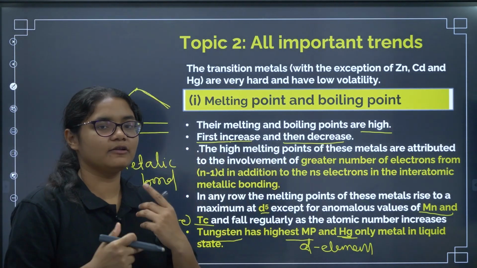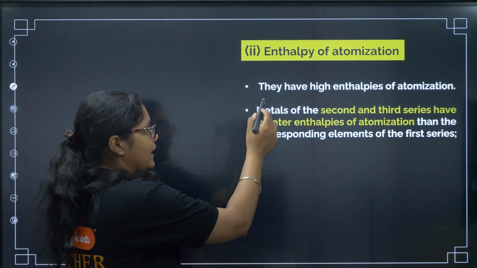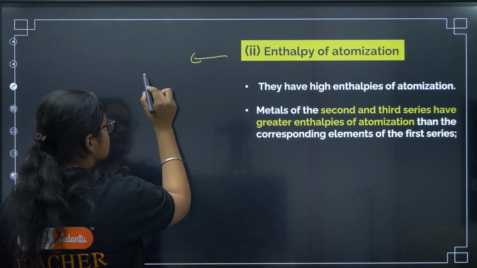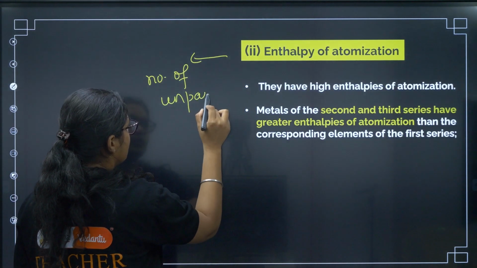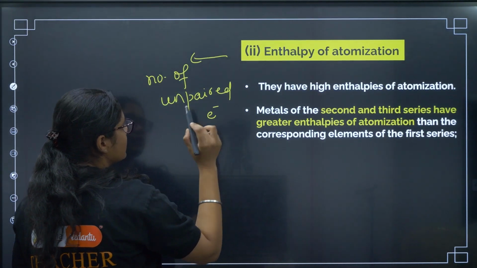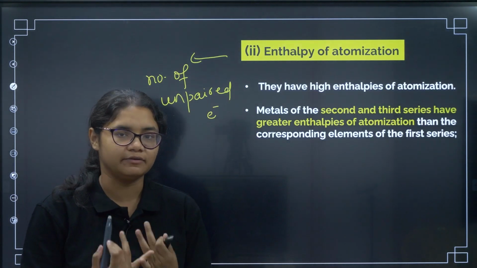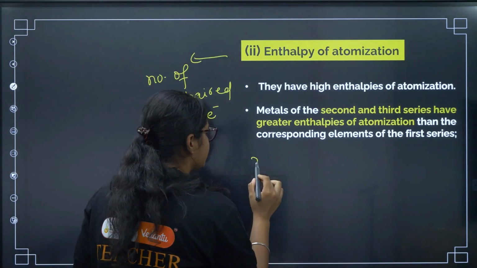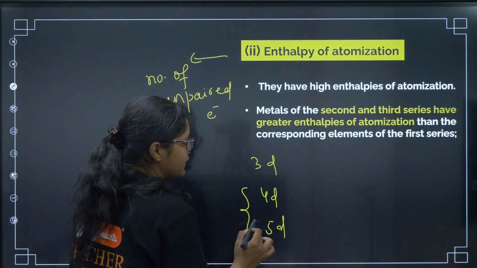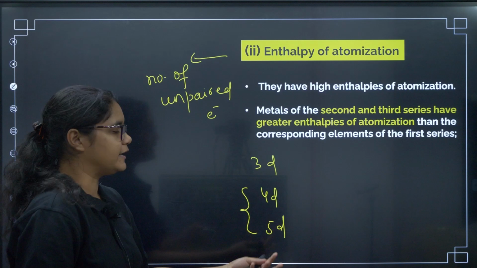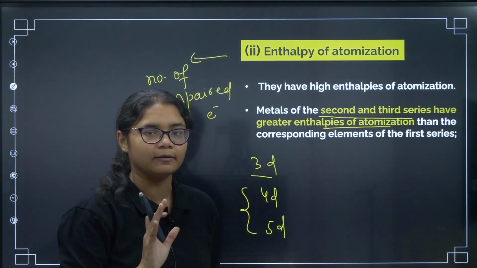The reason is the number of unpaired electrons. Clear? Next trend we'll go. Yes, enthalpy of atomization. This also depends on the number of unpaired electrons. Since they have more unpaired electrons, metallic bonding will be strong, so enthalpy of atomization will be high. Now again, there are 3d elements, we have 4d elements and 5d elements. The enthalpy of atomization of 4d and 5d will be greater than the 3d. So these points which are highlighted, you have to note down and remember.